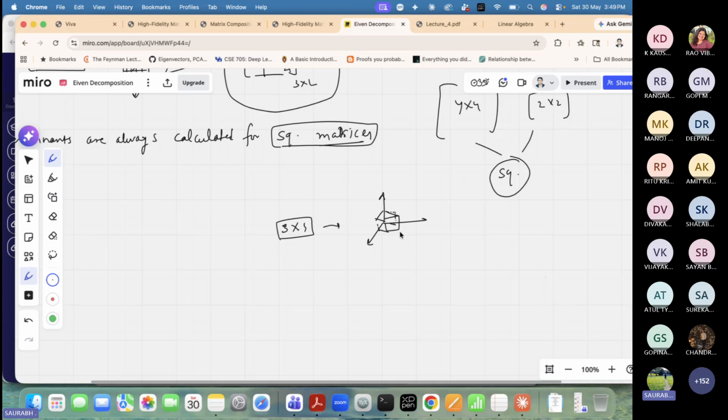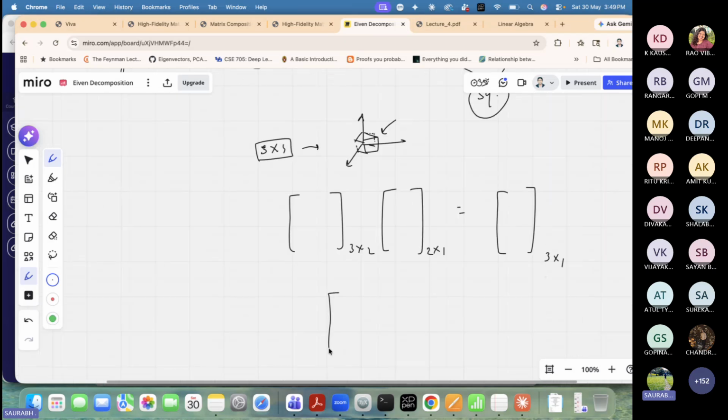So when you are looking at a matrix like 3 cross 2, and you multiply it with a vector, let's say 2 cross 1, what do you eventually get? A 3 cross 1 vector. Exactly. And when you have a matrix of 2 cross 3 and you multiply it with a 3 cross 1 vector, what would you get? You would get a 2 cross 1 vector output, right?